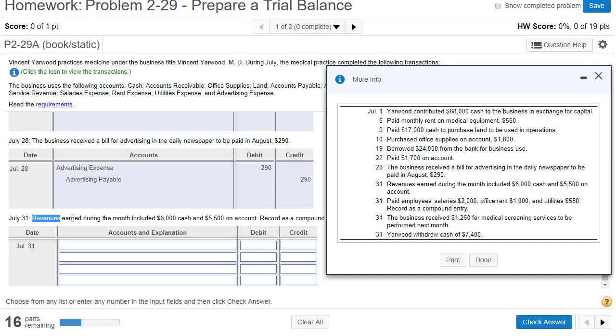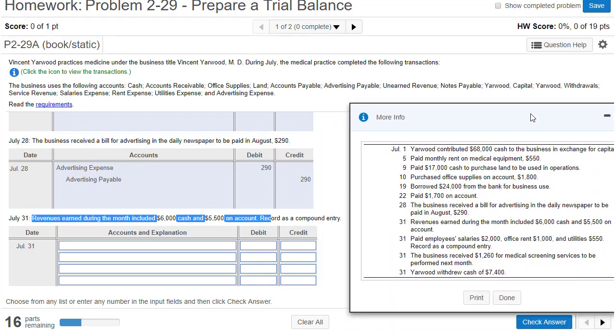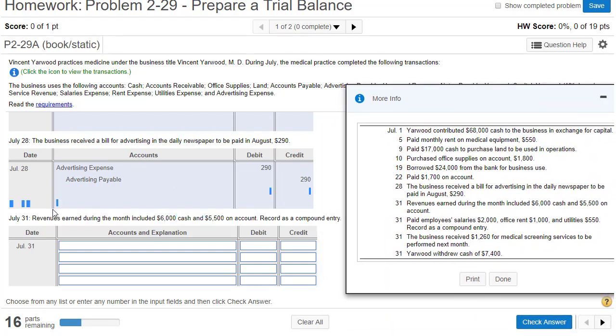July 31st, revenues earned during the month. Okay, record as a compound entry. So here's what's going on in this one. So it's the end of the month, and we've got some revenue, and part of the revenue we received in cash, and part of it the customers have promised that they will pay us later.